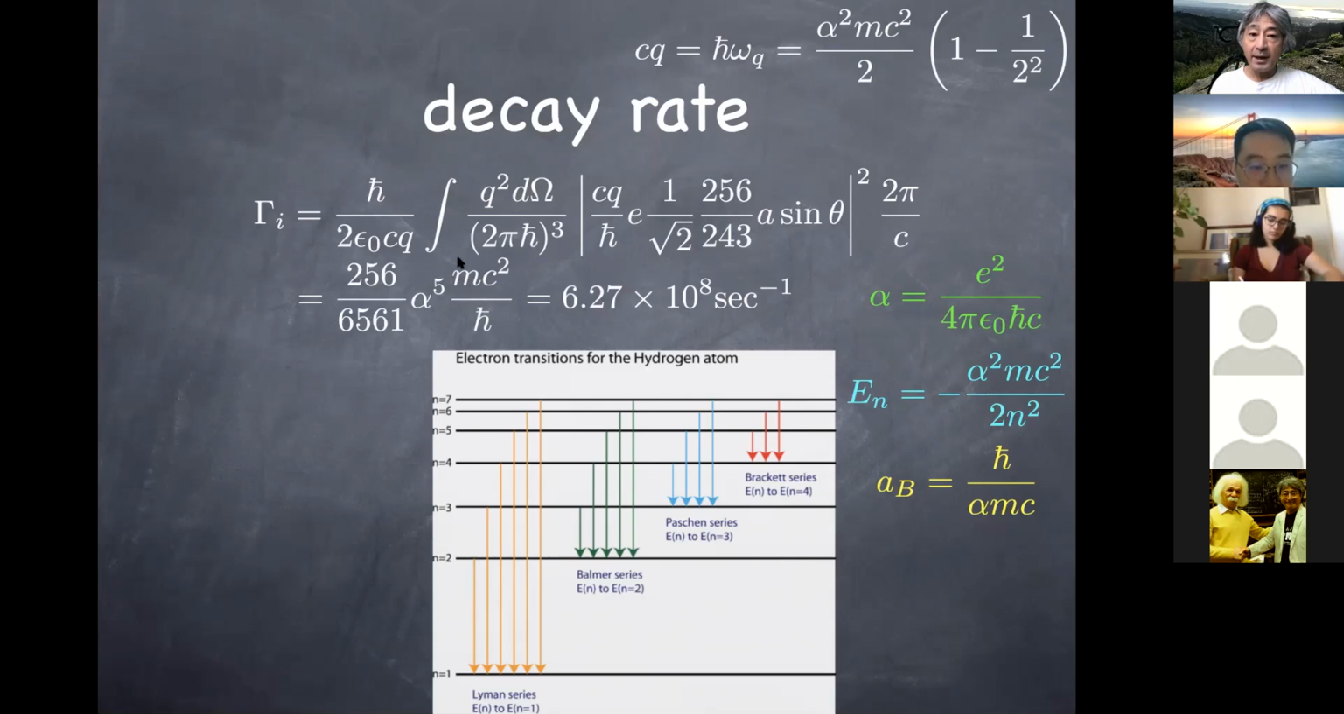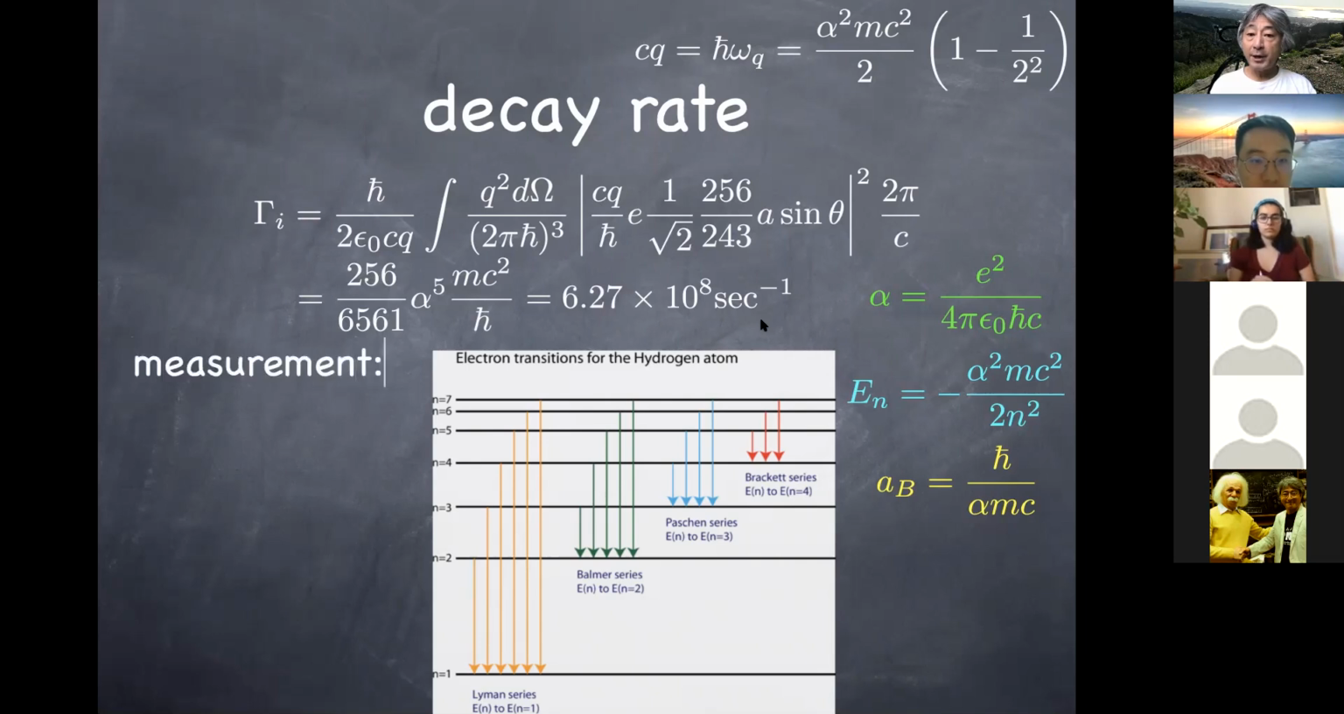So mc squared has the dimension of energy. Energy over h bar has dimension of 1 over time. Hence, this is the rate, probability per unit time. And alpha to the fifth power is a big power, but nonetheless, this is just a dimensionless quantity because alpha is dimensionless. And you put all these numbers together and you find the prediction that the decay rate of the 2p state of the hydrogen atom is 6 times 10 to the 8th per second. So this is the probability of transition per unit time.